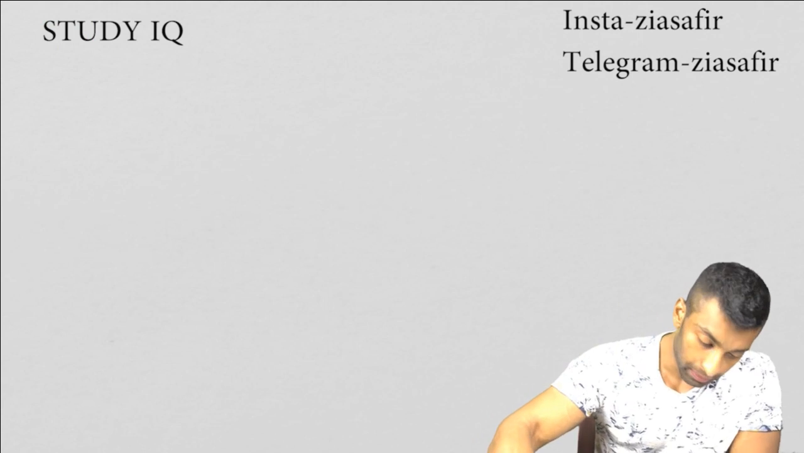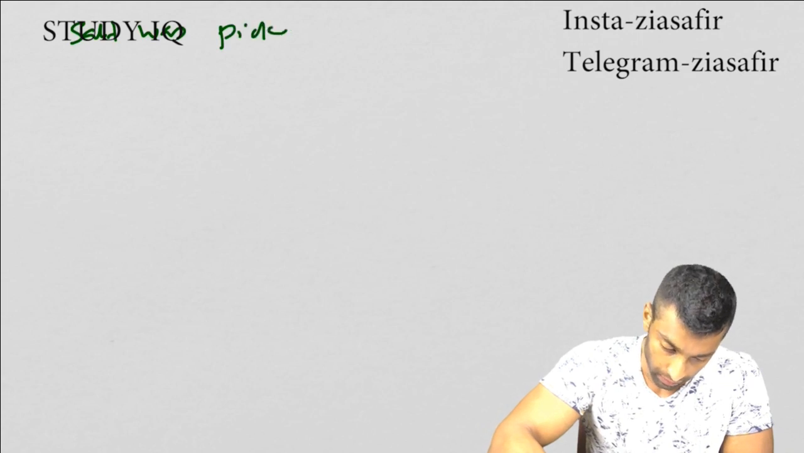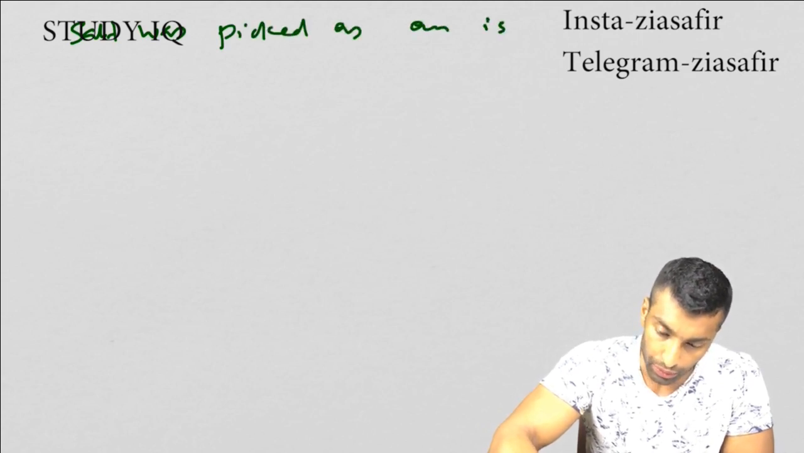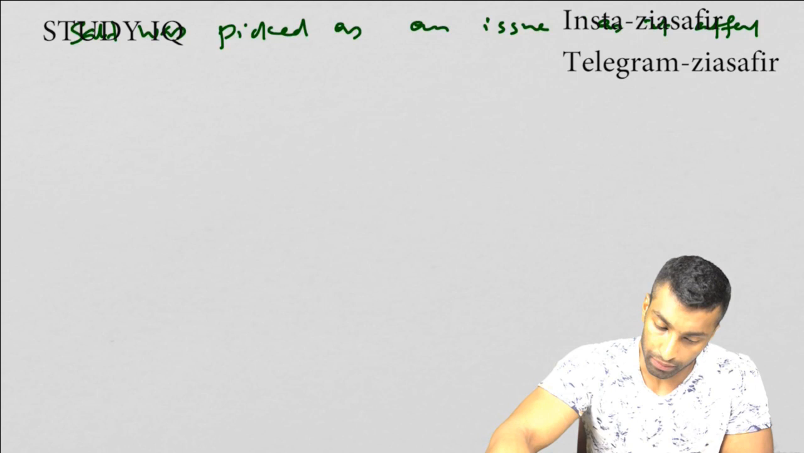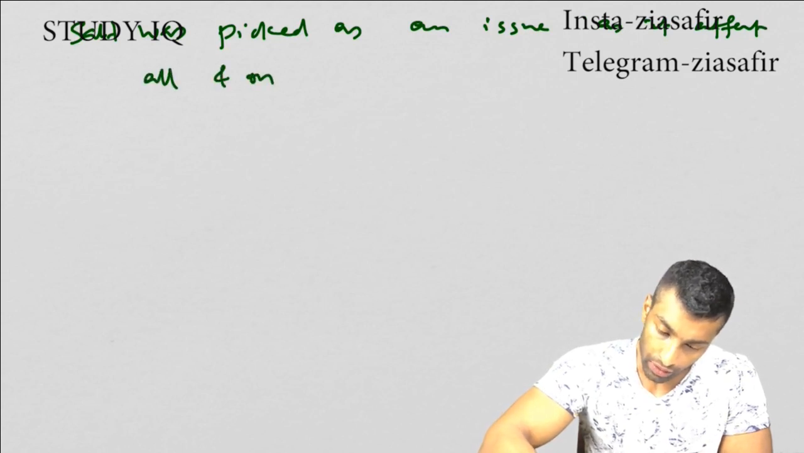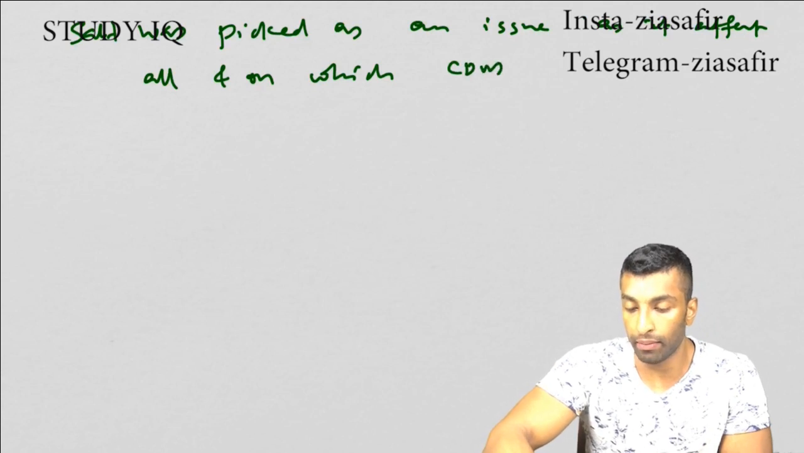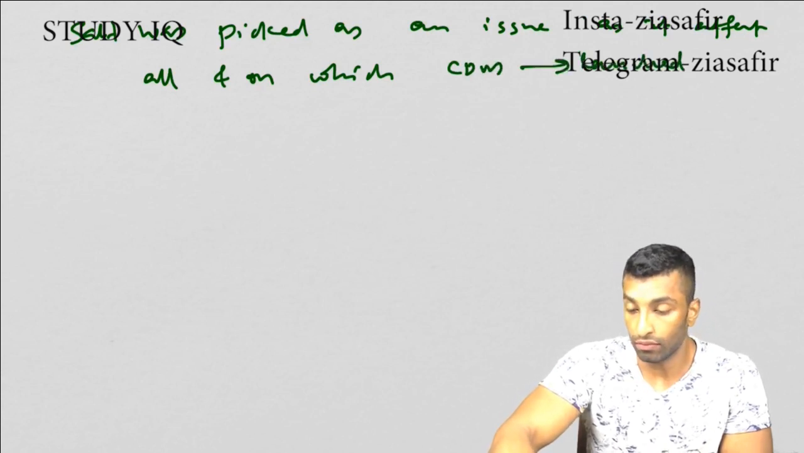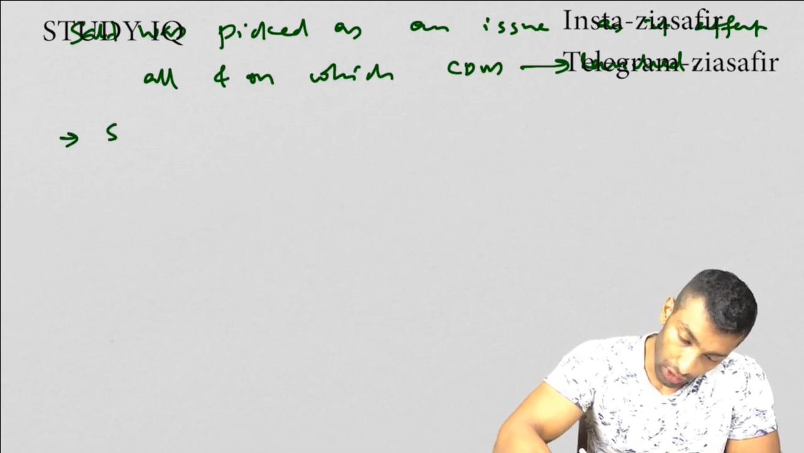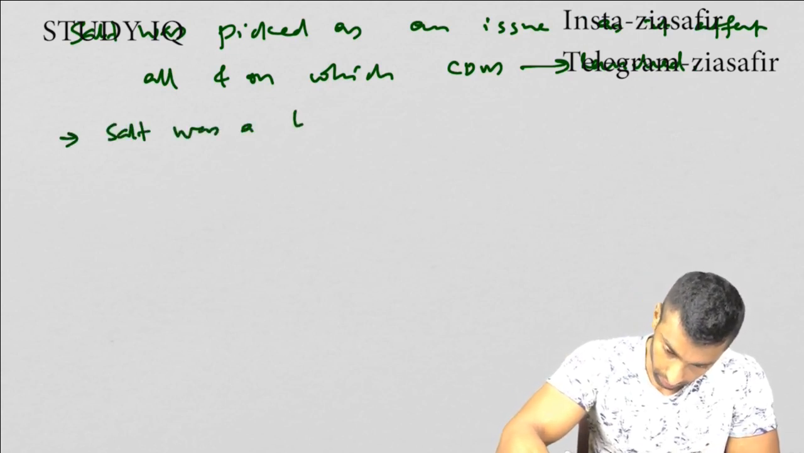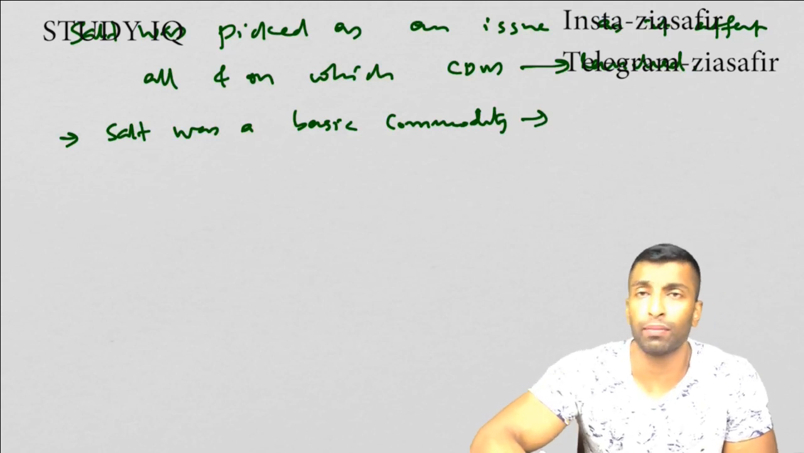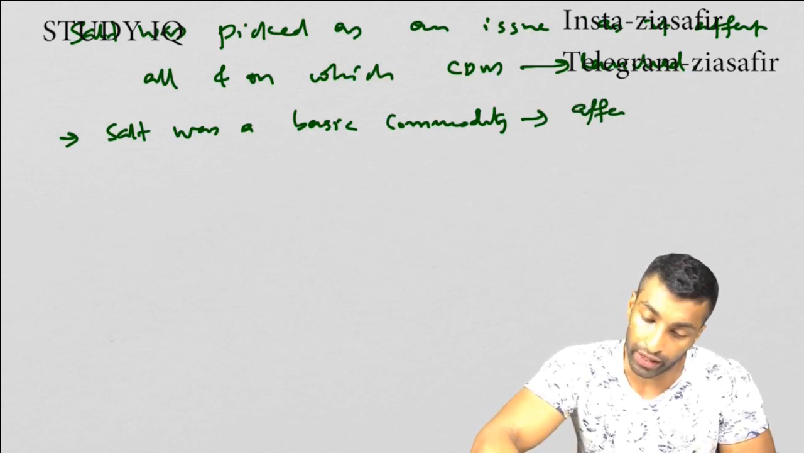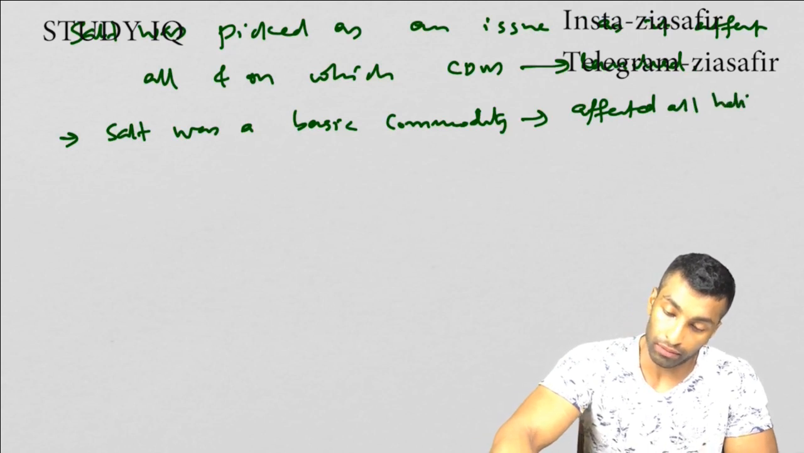Okay, so let me write down that point. Salt was picked as an issue as it affected all, and on which CDM could be launched. So the first point: salt was a basic commodity, and being taxed by the British meant it affected all Indians.